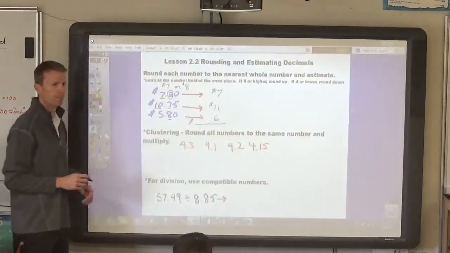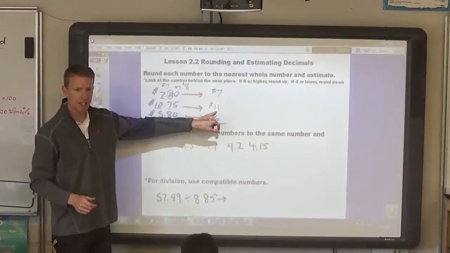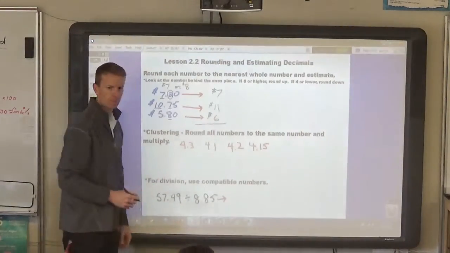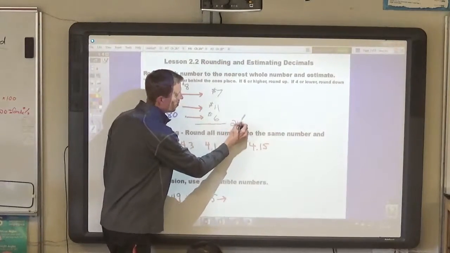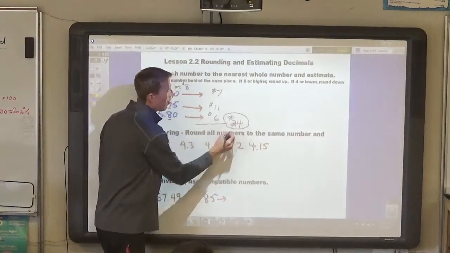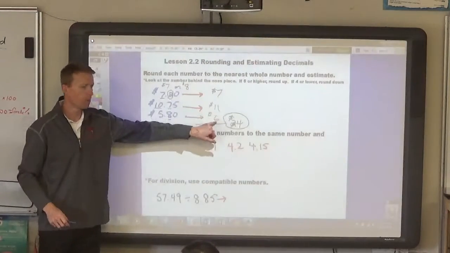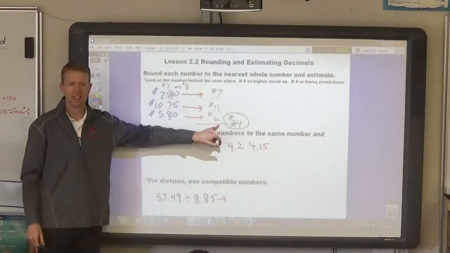And then add these up. 7 plus 11 is 18, plus 6 is 24. So $24 is our estimate. And all you had to do is add whole numbers. And I know you can add whole numbers. I've been doing that since 2nd grade. Okay?